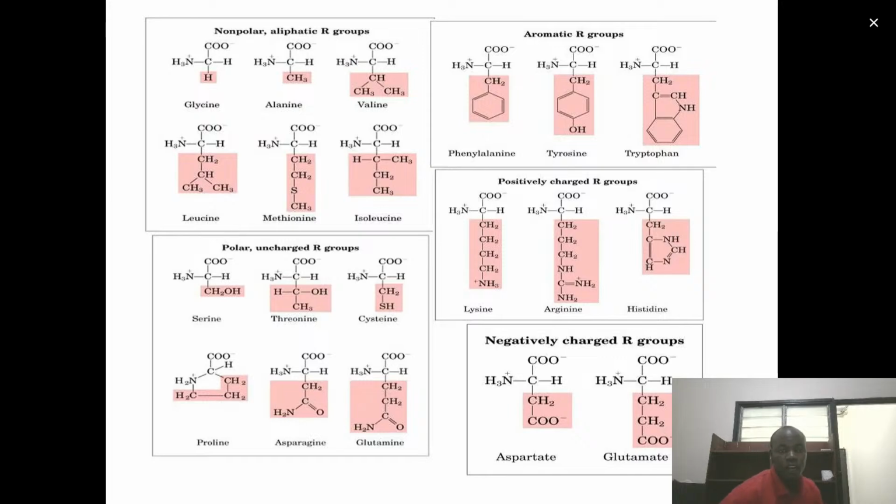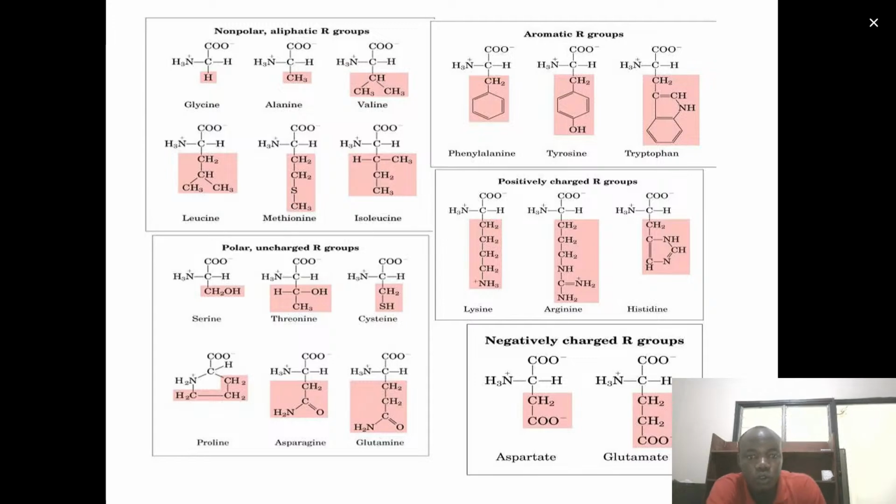And then we also have polar amino acid but uncharged. They are polar but they are uncharged. They don't have charge. In this group we have serine, threonine, cysteine, proline, asparagine, and glutamine. So these are the polar but uncharged. They have uncharged R groups.